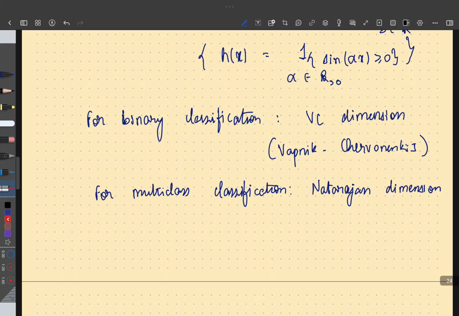Also, from the previous understanding of the uniform convergence property, we included that if H is finite and the loss function is bounded, then H is agnostic PAC learnable. But I have a question: if the loss function is not bounded, can you give an example? So as long as the loss function, let's say, decays very fast.